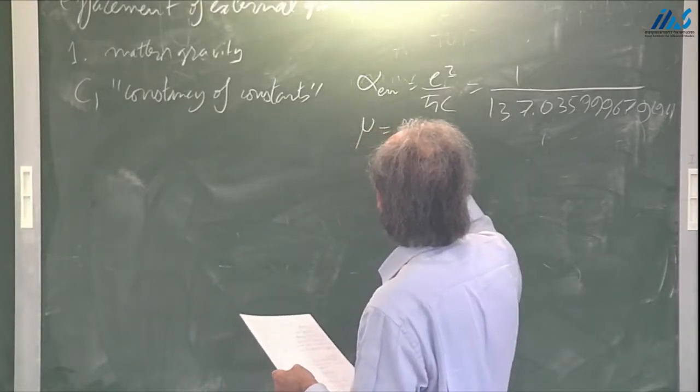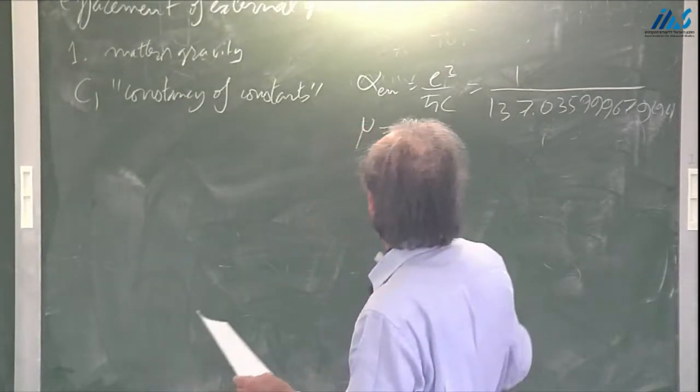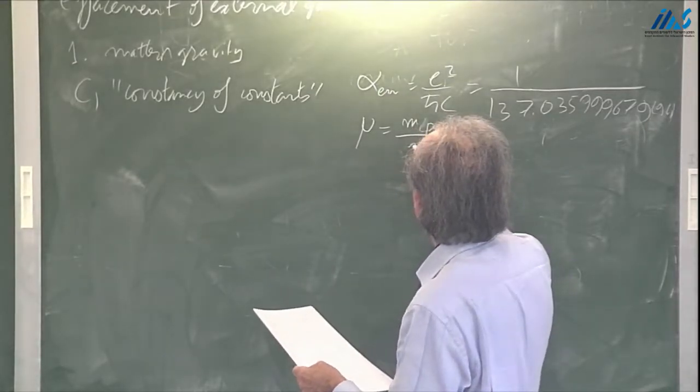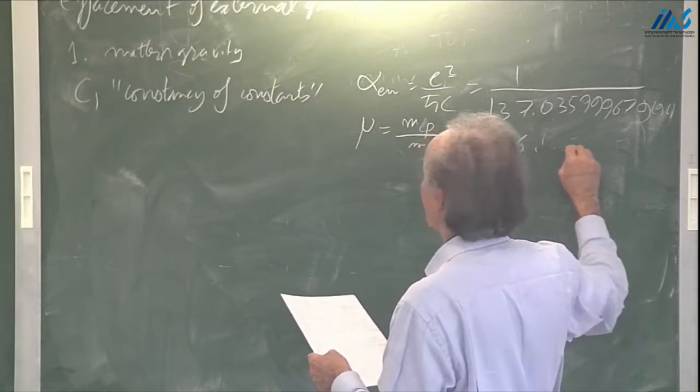Same thing if you take another dimensionless parameter that appears in the physics of the standard model, like, at some low energy level, the ratio of the mass of the proton to the mass of the electron, which is 1836, etc.